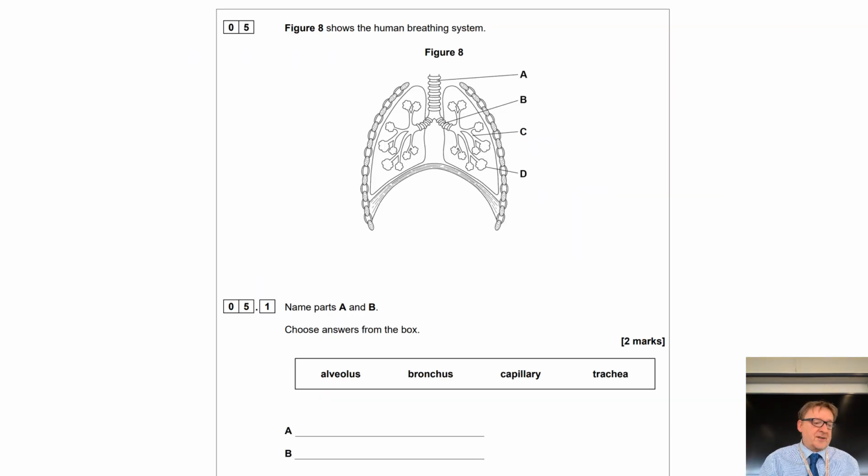Breathing system, lungs. Figure 8 shows the human breathing system, A, B, C, D. A looks to me like the trachea, B looks like the bronchus, C looks like the bronchioles, and D looks like the alveoli. Name parts A and B. So A is the trachea, B is the bronchus.